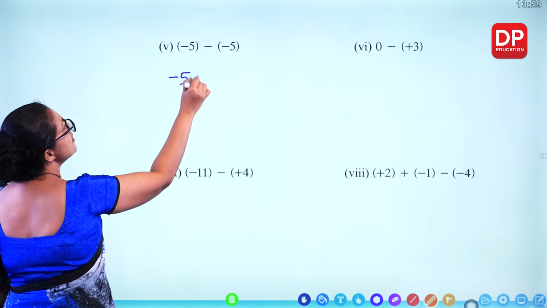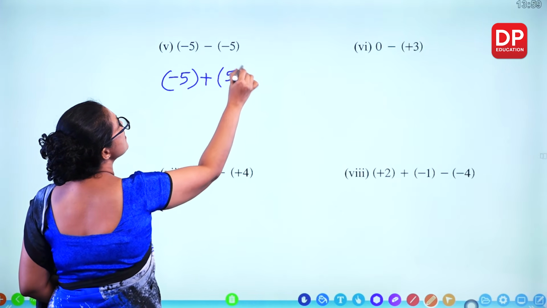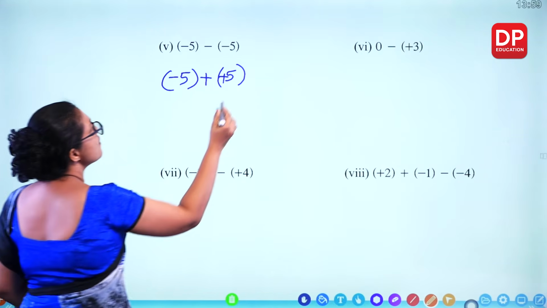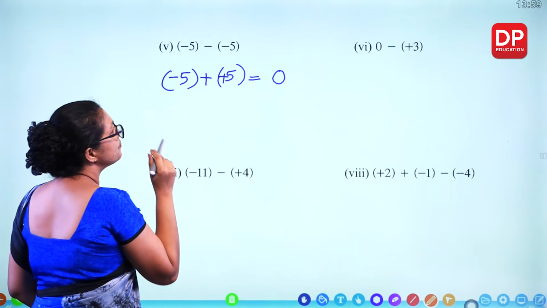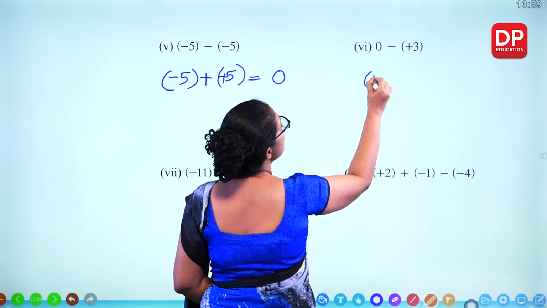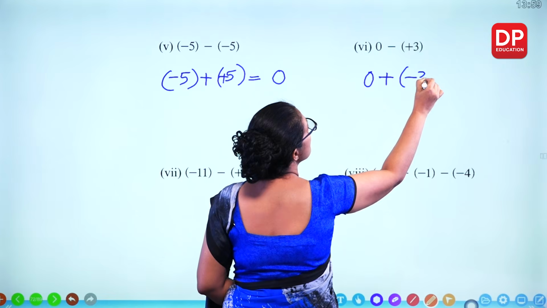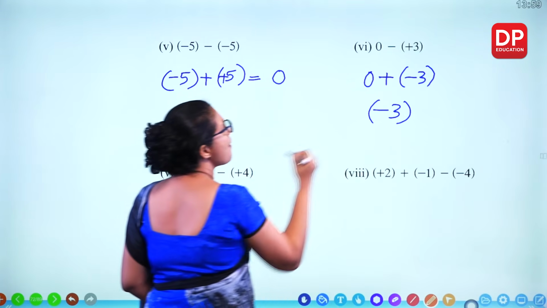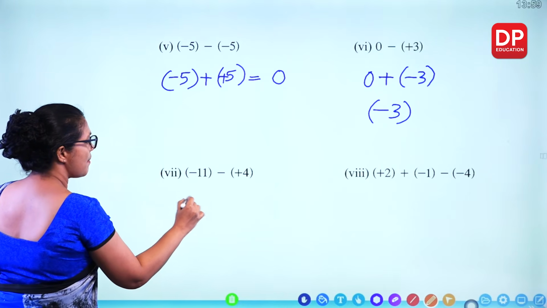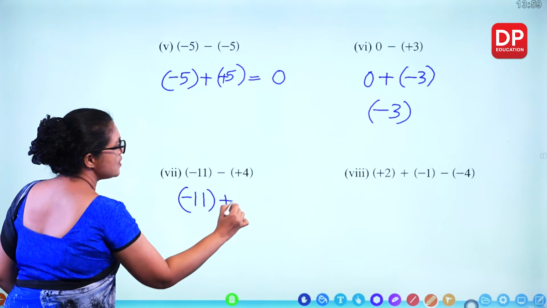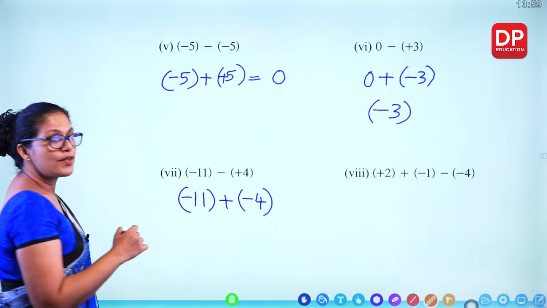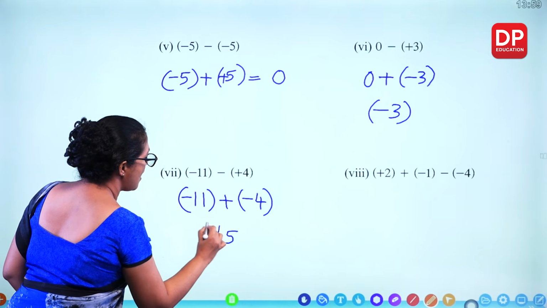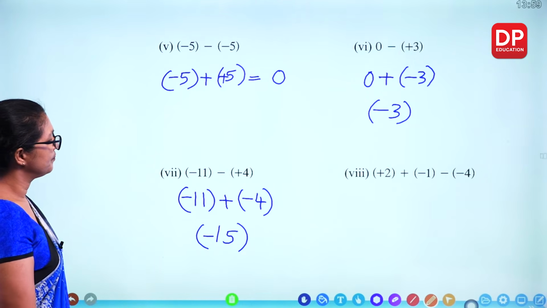Minus 5. Addition of additive inverse, plus 5. Here, minus 5 and plus 5, difference is 0. This one, adding the additive inverse, that's minus 3. So, 0 and minus 3, answer is minus 3. Here, minus 11. Addition of additive inverse of plus 4, that's minus 4. Both negative. So, add it. So, 15. Answer is negative.